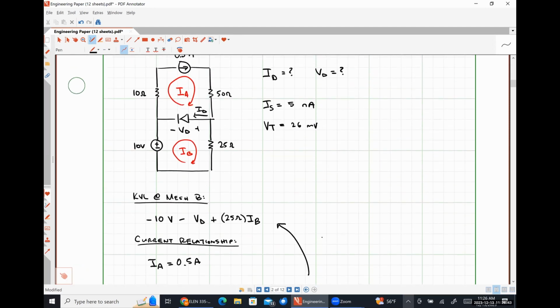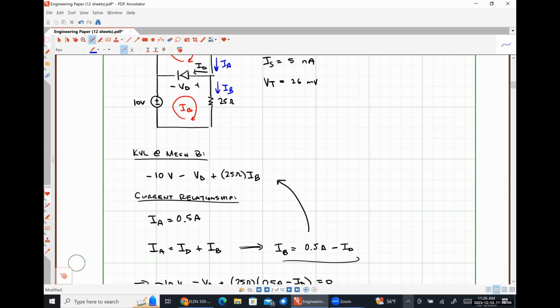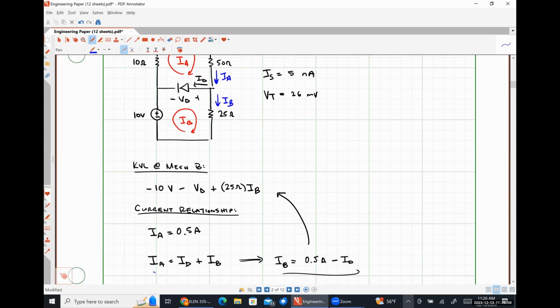IA, let me write this out here. It's flowing in, ID is flowing out, and IB is flowing out. So I feel pretty strongly that I did that right. And then I moved ID over from the right-hand side of the equal sign to the left. I moved it over with IA. So I feel like I have it correct. Okay.